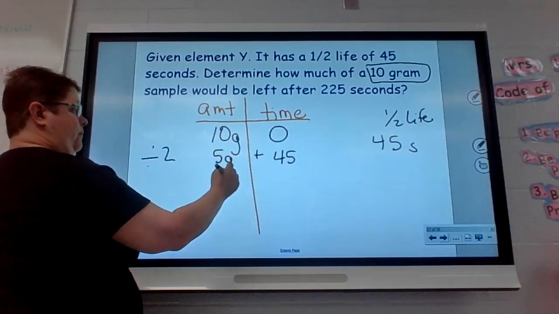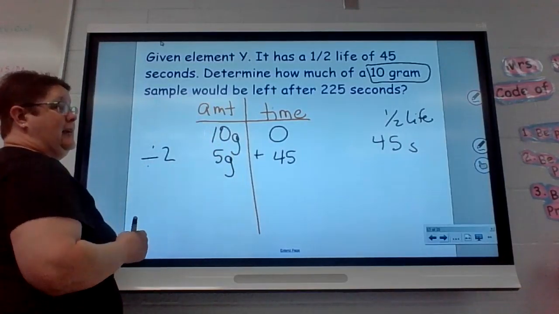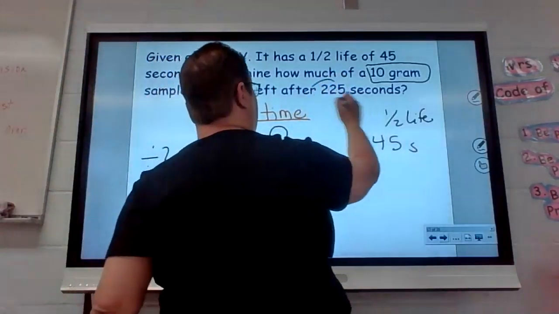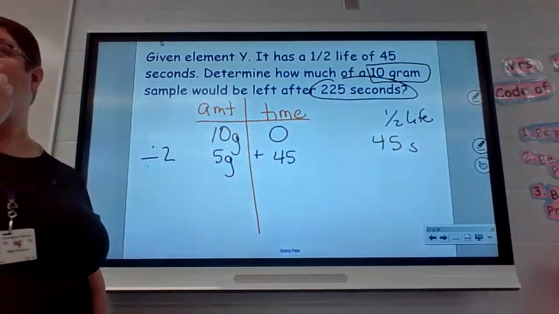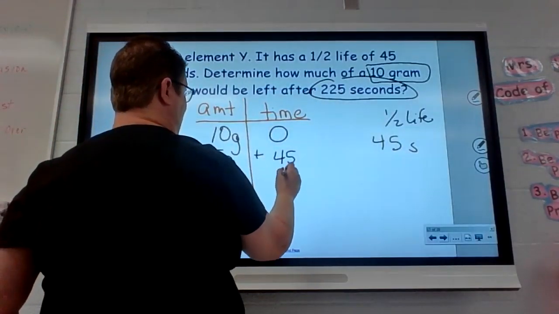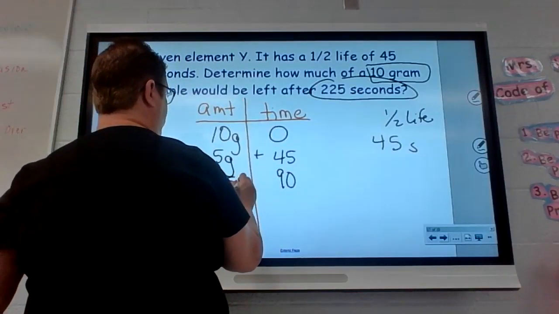5 grams. Now, if they wanted 45 seconds, I'd be done. Did they want to know 45 seconds? No. They want to know what's left after 225. So I got to keep going a little bit. Add 45, and I get 90 seconds. That's going to be 2.5 grams.